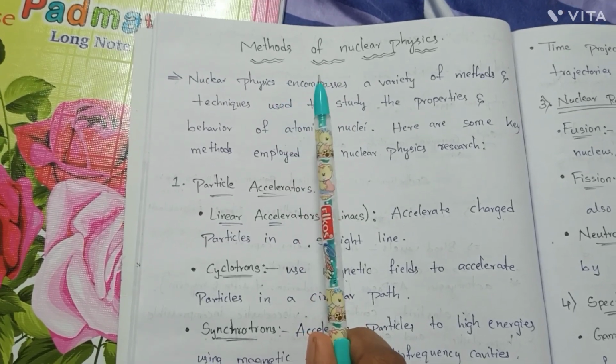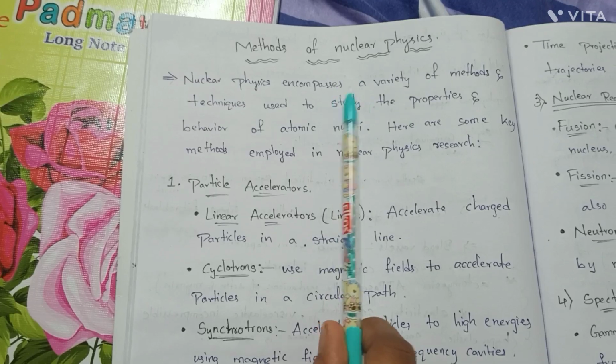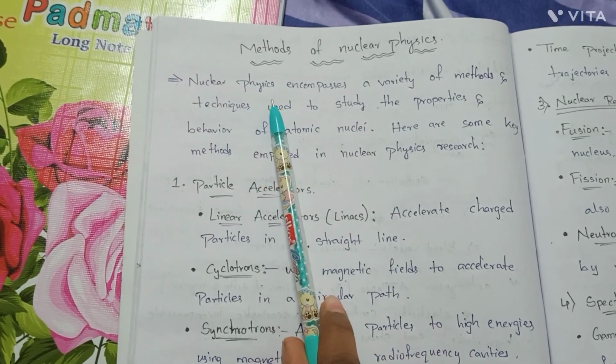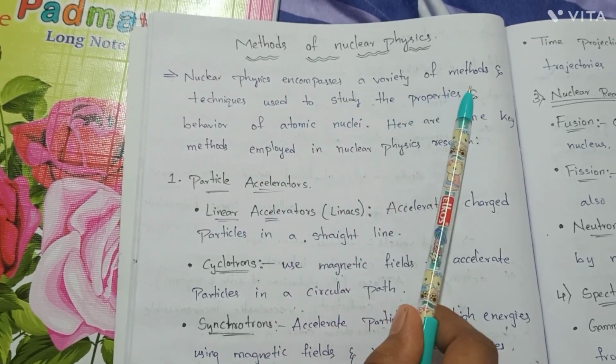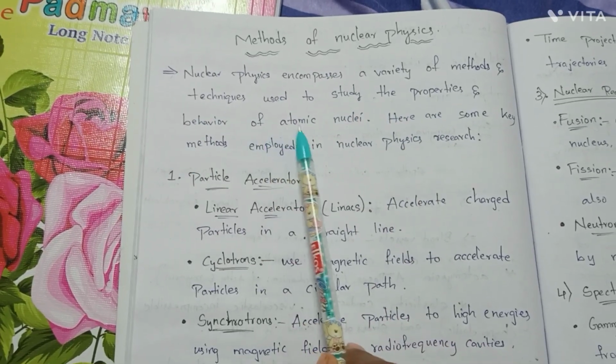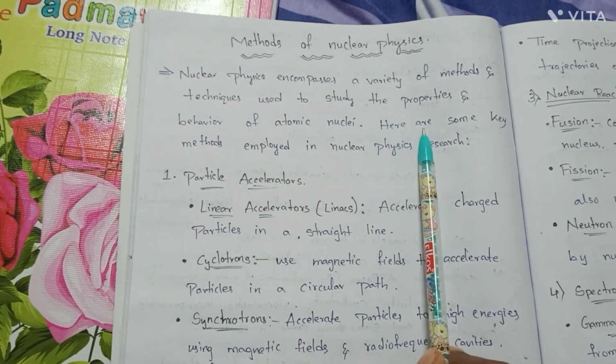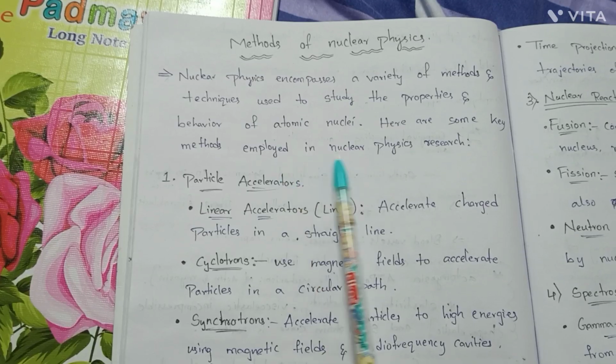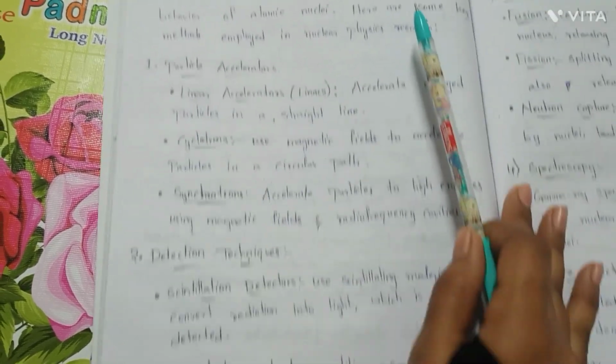This is my third video and the topic is Methods of Nuclear Physics. Nuclear physics encompasses a variety of methods and techniques used to study the properties and the behavior of atomic nuclei. Here are some key methods employed in nuclear physics research.